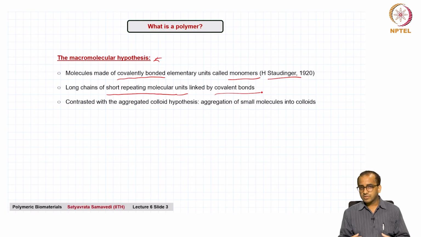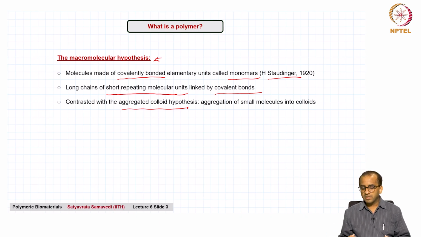Now contrast this with another theory that was floating around at that point. For the same material that was synthesized in the lab, there were other scientists who were postulating that this could not be covalently bonded, because that was a very hard idea for them to accept at that point. The argument was that what you are really seeing there is an aggregation of molecules leading to a colloid-like structure. That is called the aggregated colloid hypothesis, where lots of small molecules could aggregate and form colloids.